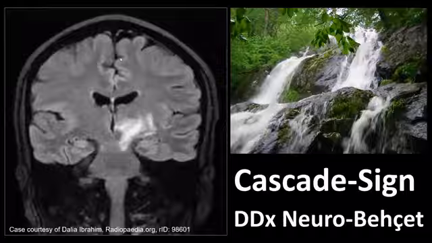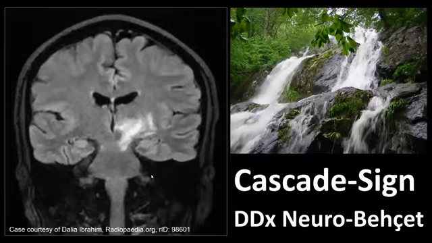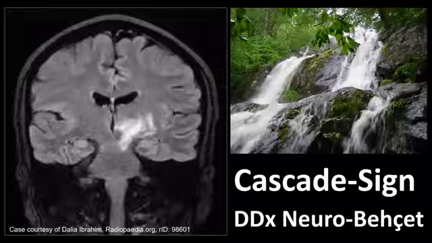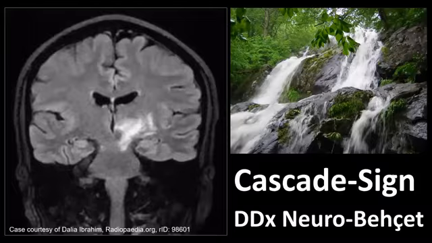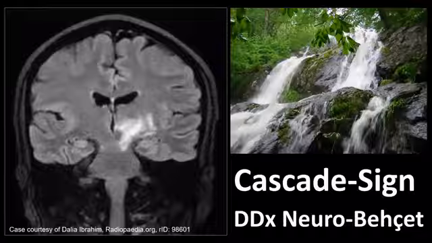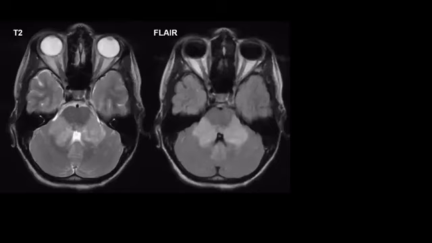So the cascade sign is, in my opinion, a useful sign. I've only made a few diagnoses of neuro-Behçet in my career, but about 2 of the 3 times or so that I suggested it, I actually used the cascade sign to suggest the diagnosis. So I find it useful. Another sign that's useful is the following.